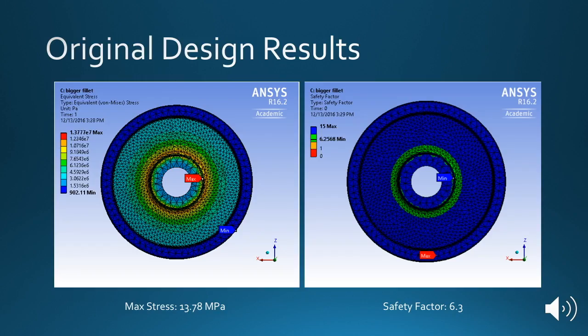The original design results are displayed below. You can see that the max stress of 13.78 megapascals is located along the edge of the hub. You can also see that the minimum safety factor is 6.3 in the same location. Given the high safety factor, we decided we could make changes to the geometry to minimize weight while still staying within a significant safety factor.